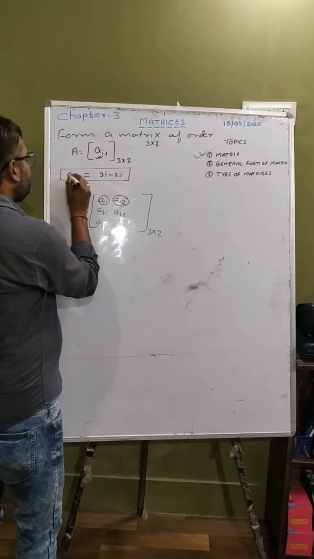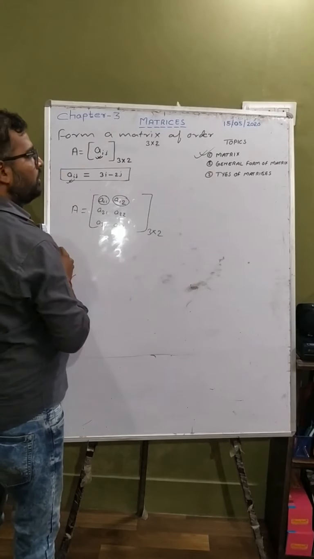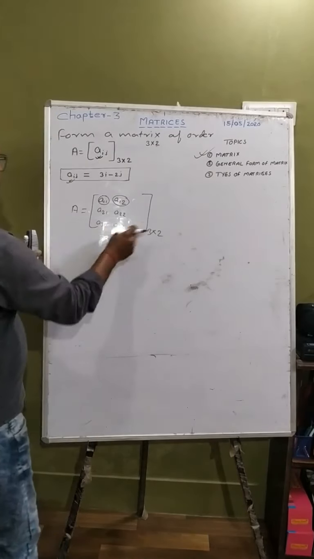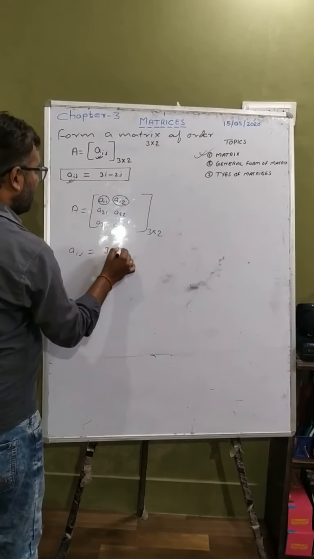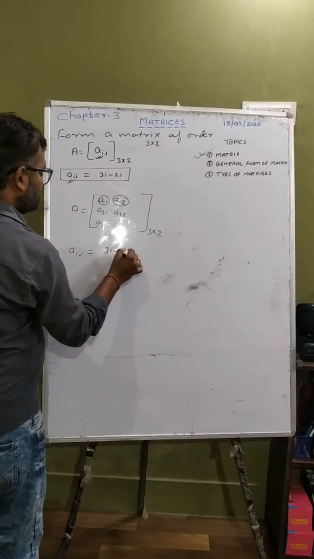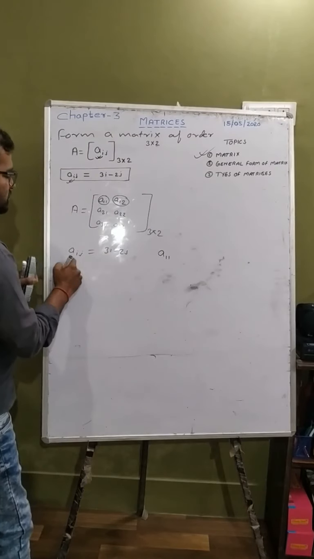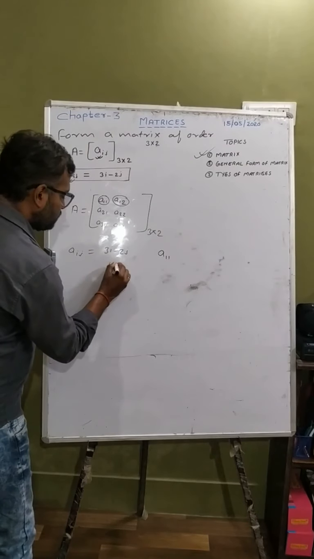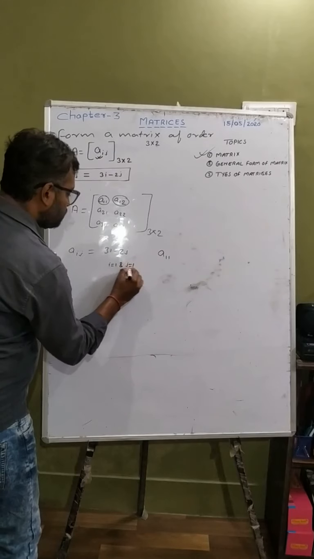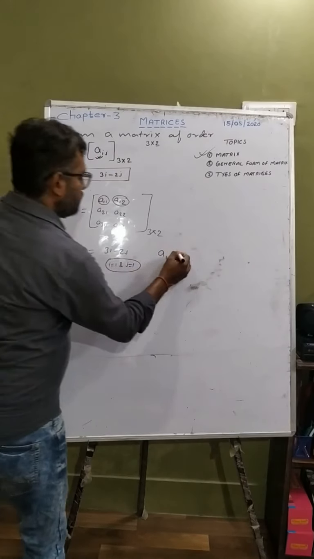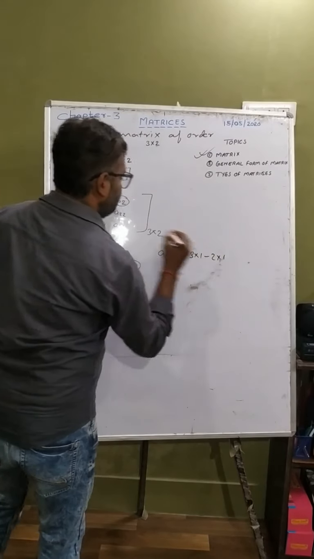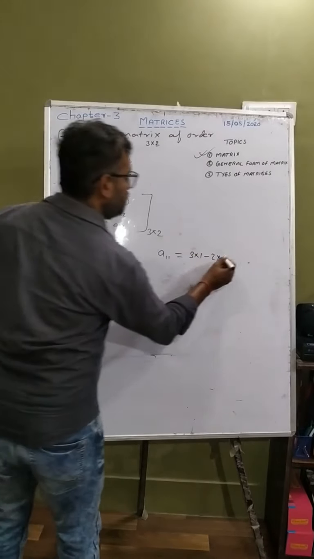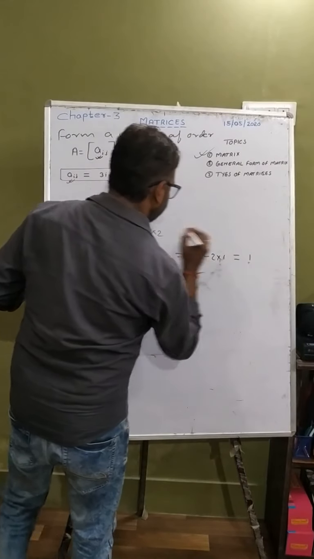This is the general form of the elements of a matrix. And how is the general form given? Actually, it is given Aij equals 3i minus 2j. Now, to find the value of A11, what have you taken instead of I? I equals 1 and j equals 1 here. So put the value: A11 means 3 into 1 minus 2 into 1, that is equal to 1.